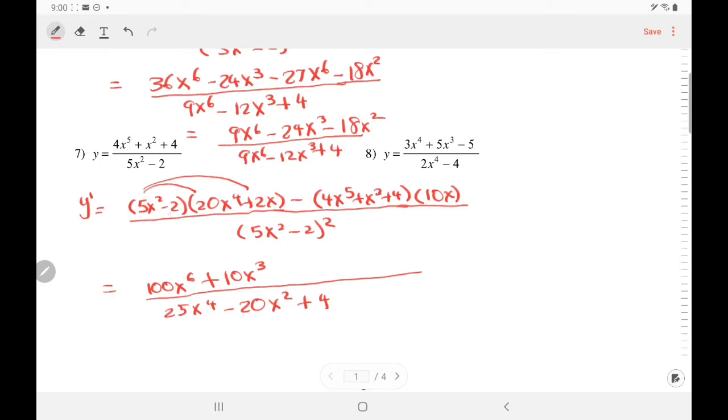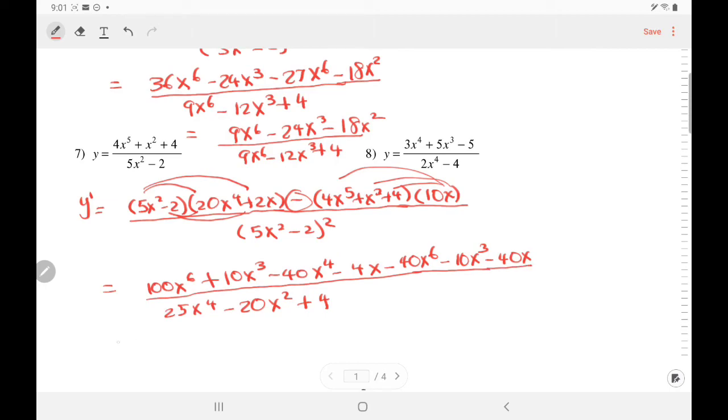Now distribute your negative 2. You would get negative 40x to the 4th and negative 4x. Distribute 10x. And remember there's a minus sign. That's going to make all the last 3 terms negative. So it would be negative 40x to the 6th, negative 10x cubed, and negative 40x. It's a long one.